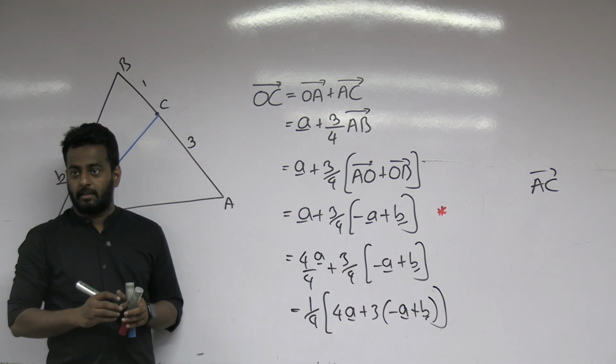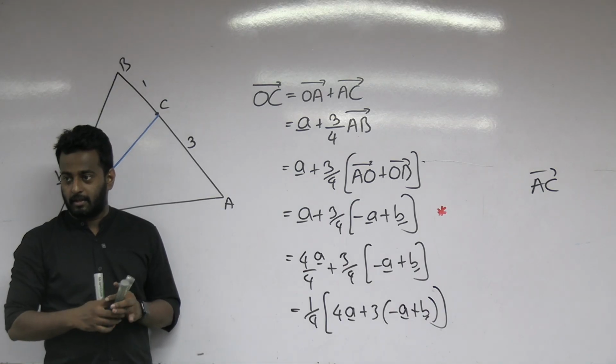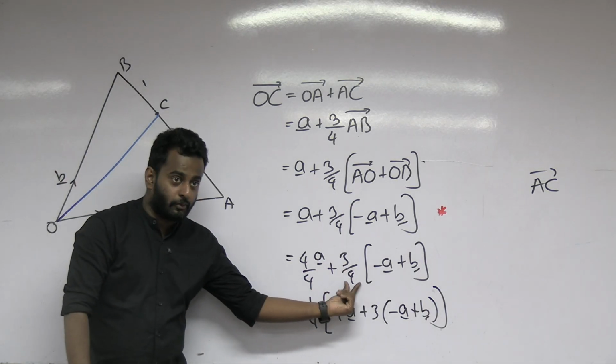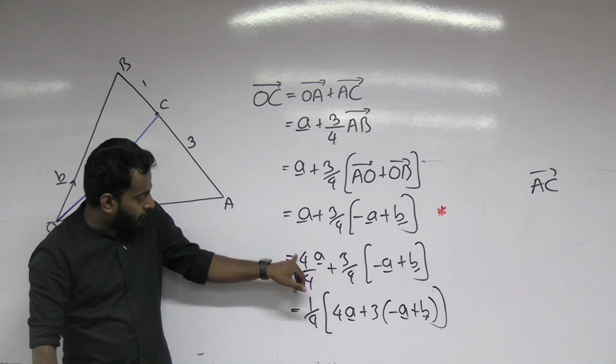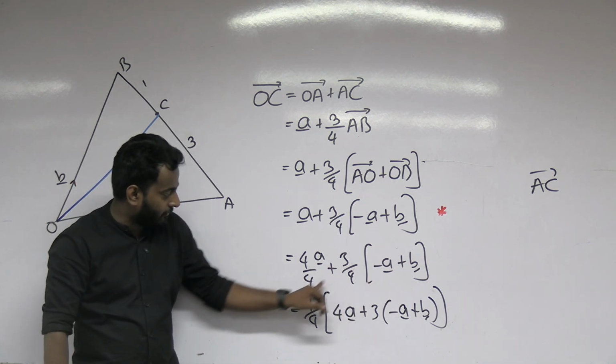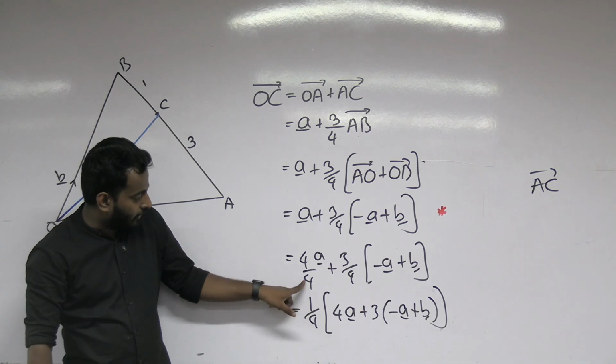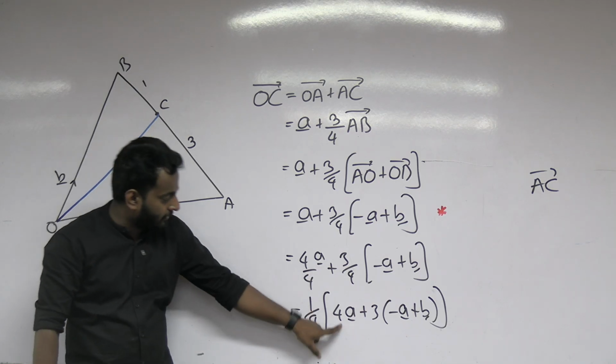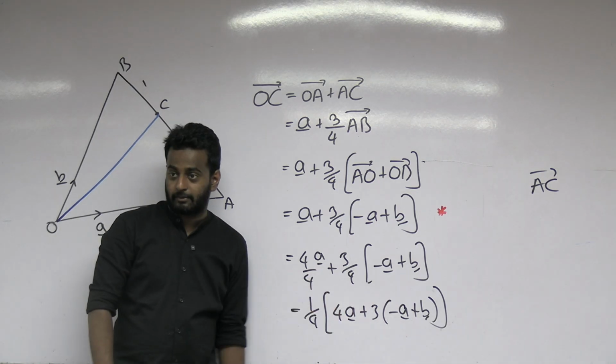Just understand what I did there. Are you all okay with that? What we did was we had a denominator of 4 here, multiplied this by 4 and divided this by 4. So both these terms had a denominator of 4, considered 1 over 4 as a common factor, the remaining is 4a and 3 times minus a plus b.